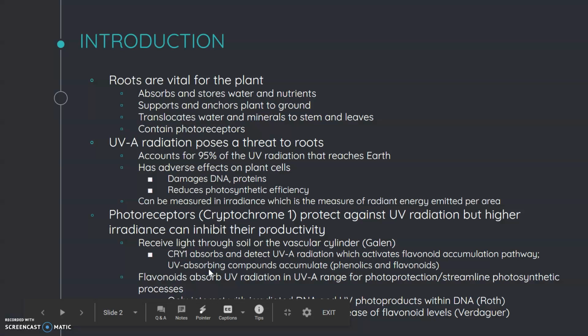So it's widely known that roots are vital for the plant as they have four important functions that include absorbing and storing water and nutrients. It supports and anchors the plant to the ground, and it translocates water and minerals to the stem and leaves. However, the lesser known function is that they are also able to absorb light from underground through their photoreceptors.